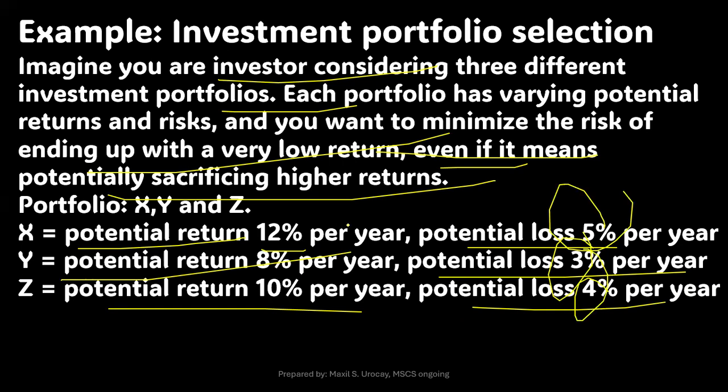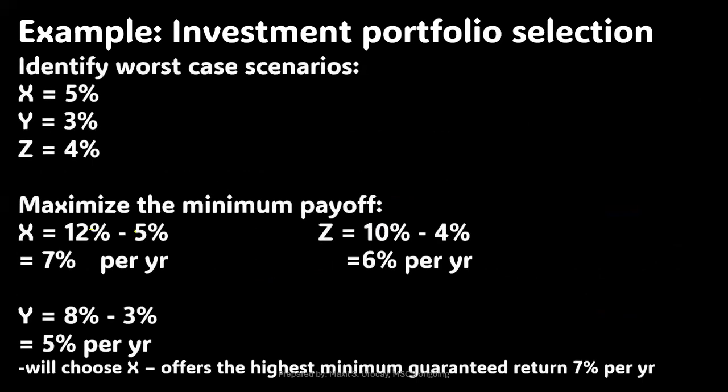For the minimum payoff, it will be 12 minus 5, 8 minus 3, then 10 minus 4. If we calculate that, 12 minus 5 is 7, 10 minus 4 is 6, then 8 minus 3 is 5. So you will choose X because X has the highest minimum guaranteed return per year. That's how you identify the maximin. I'm going to give you another example in the next video.